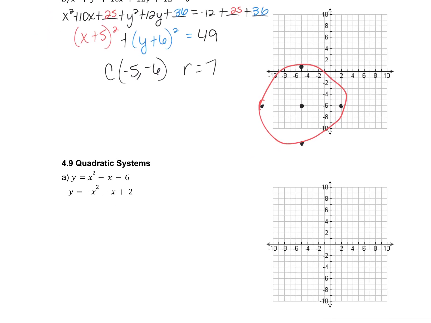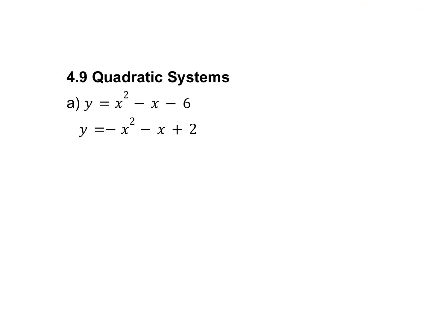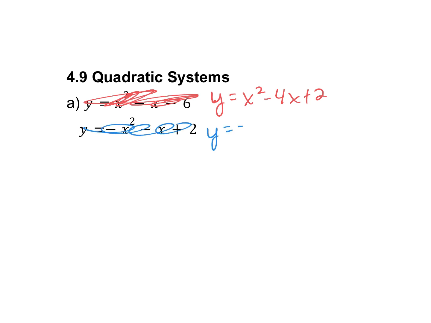Okay, so this next problem is kind of gross. So actually, I'm going to change these problems because they are gross and there's a lot of fractions and decimals and stuff. So let's change it to y equals x squared minus 4x plus 2. And then the second one, change that to y equals negative x squared plus 4x minus 4. Okay, so these are in standard form.